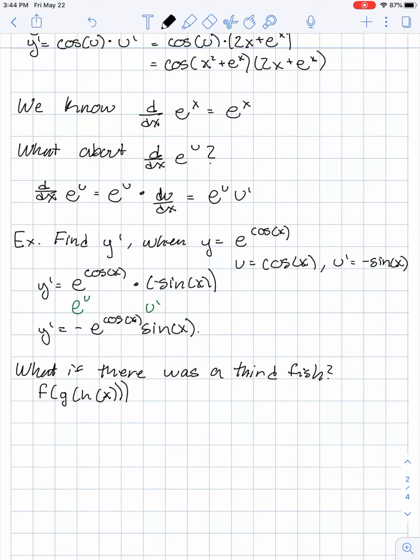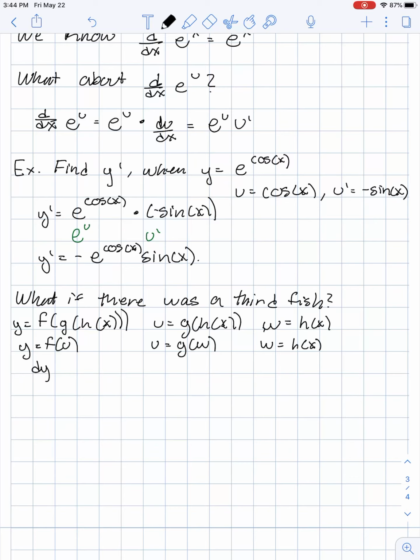So then we would have f of g of h of x. Well, we can still call y, call u g of h of x, and we can call w h of x. So y would be f of u, u would be g of w, and w would still be h of x.